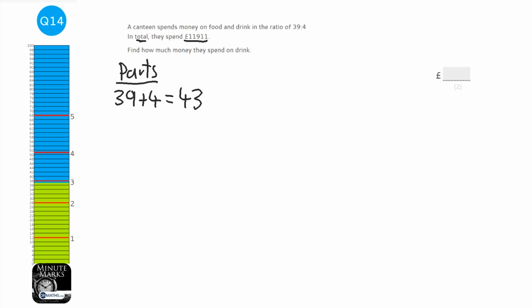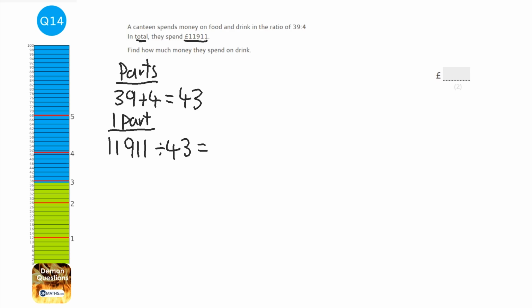The next stage of this is to work out what 1 part is worth. So 1 part is worth how much? Well, you get the amount and you divide it by the number of parts. You're splitting the amount of money between 43 parts. So 11911 divided by 43. And I get £277. So each one part is worth £277.